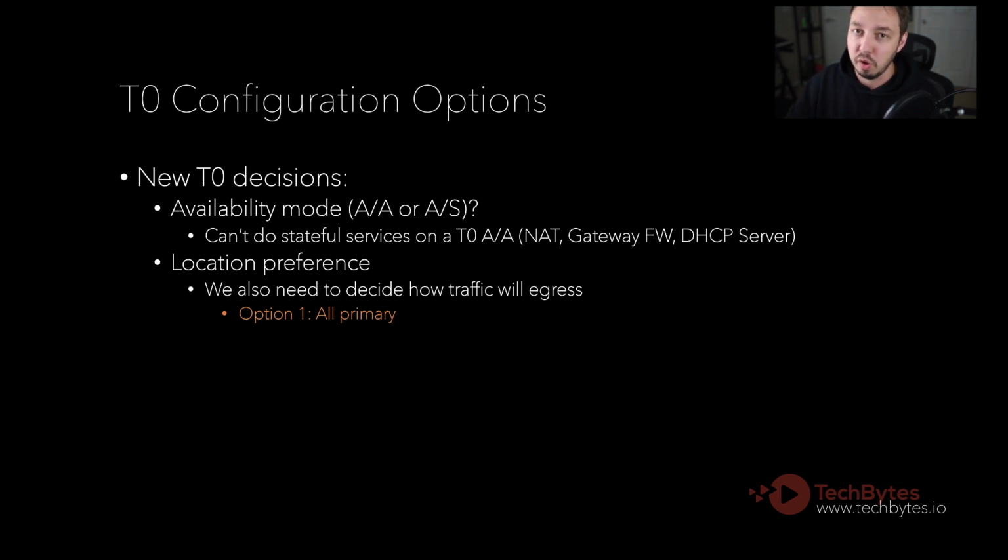And I'll explain why one makes sense over the other. So the first option is called all primary or all primaries. This means that traffic will exit each location locally. So there's no hairpinning back to one site or anything like that. If you have 4 locations, traffic egresses at each 4 locations.